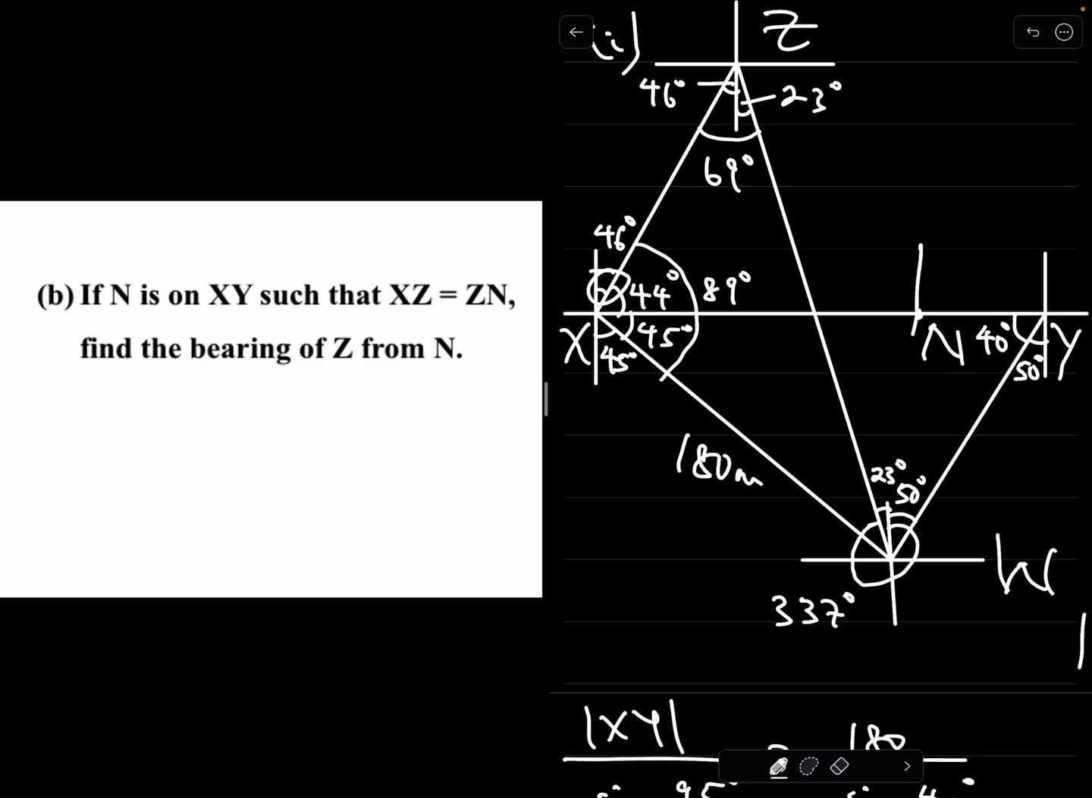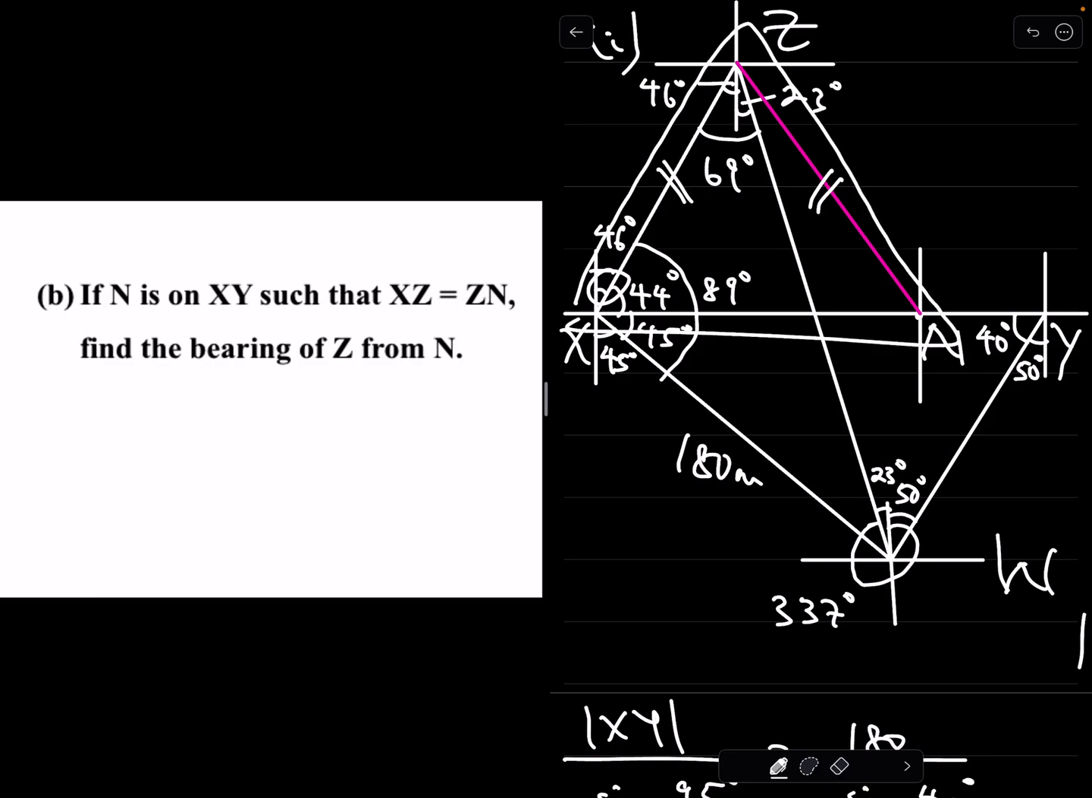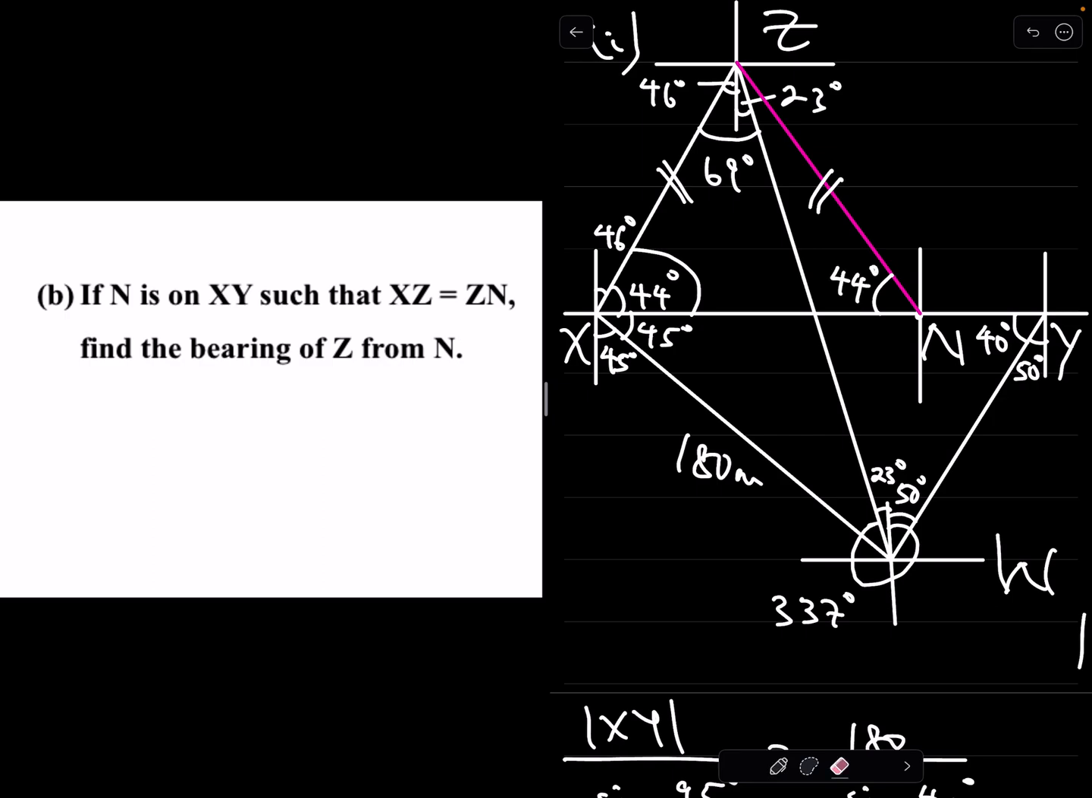So N is on XY such that XZ is equal to ZN. I have to join Z to N. That's ZN. Now we are told that XZ is equal to ZN, so triangle XZN is an isosceles triangle, and that simply means if this is 44 degrees, this angle will also be 44 degrees. Base angles of an isosceles triangle are equal.